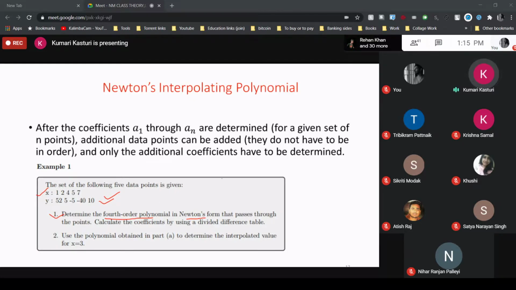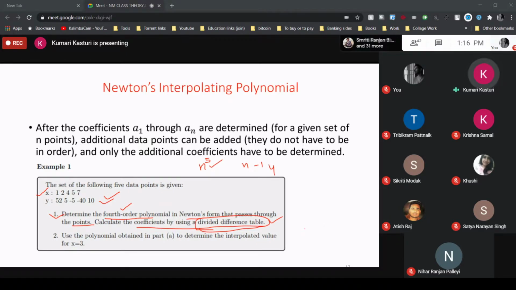I have already told you, if you have n number of data points, then the order of the polynomial should be n minus 1. With 5 data points, n is equal to 5, so the order of the polynomial should be 4. That's why it is given as a fourth order polynomial by using Newton's form, passing through these points. Calculate the coefficients by using the divided difference table, which we have already discussed.